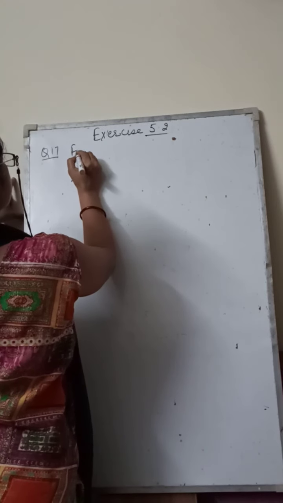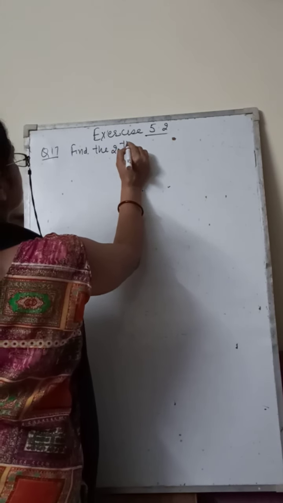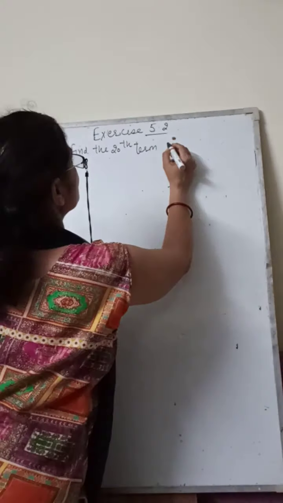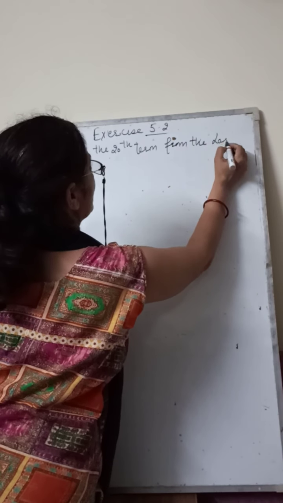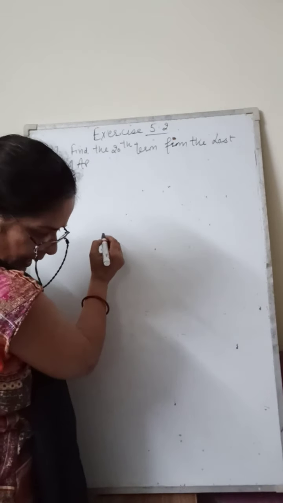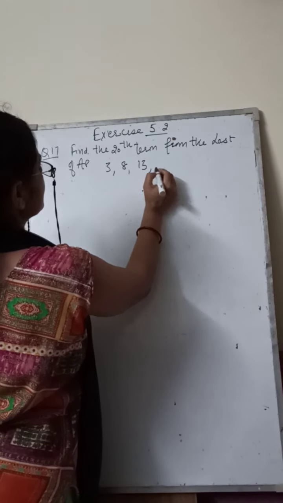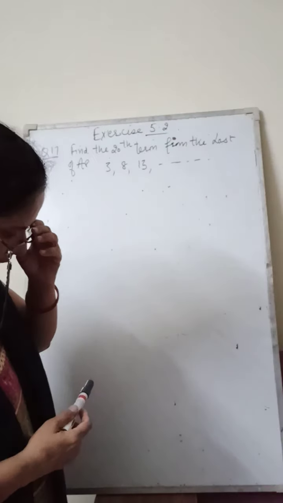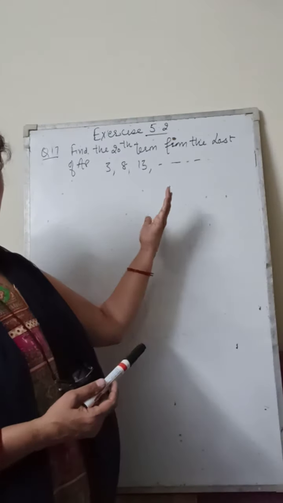Find the 20th term from the last of the AP, and your AP is 3, 8, 13, and so on. But here you have to tell the 20th term from the last.